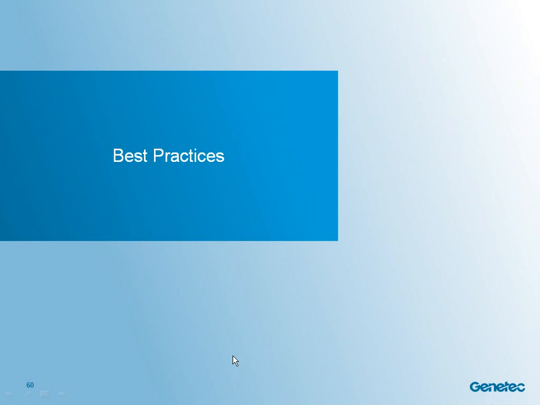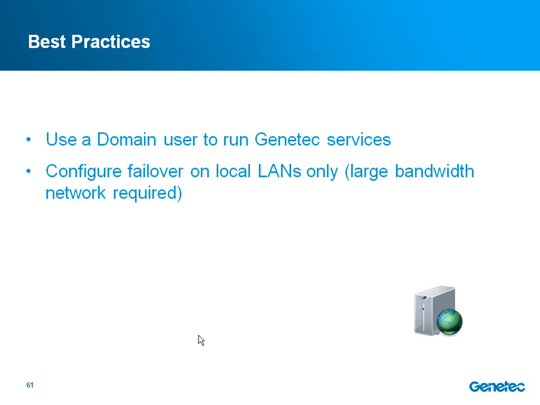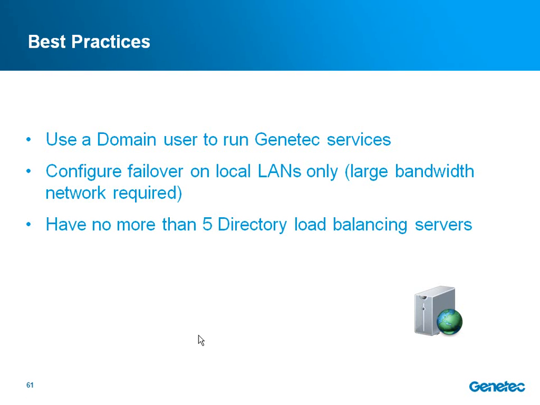Okay, so I'd like to take a few minutes just to point out some of the best practices that we recommend doing when you're setting up a failover directory system. The first is to use a domain user to run the Genetec Services and have added to the SQL databases. If you set up individual workgroup accounts and change the password on one of them, this will cause accessibility problems in the system. When looking at the type of network, the directory failover system was really designed to work best on a local LAN with a large network bandwidth. Due to the overhead, it's not recommended to go over 5 directory servers for load balancing. If you feel you need more than that, there may be some other design that would work better, such as using federation.